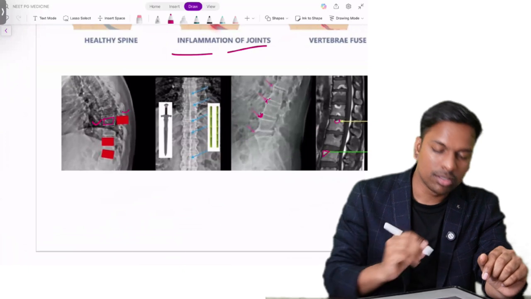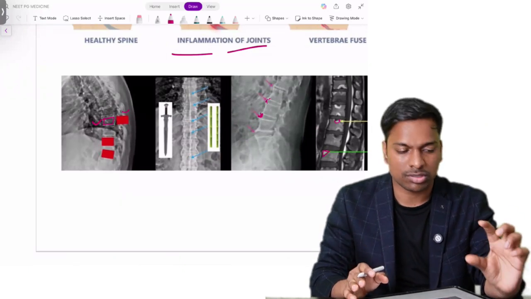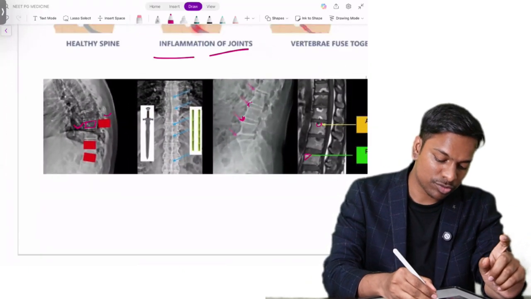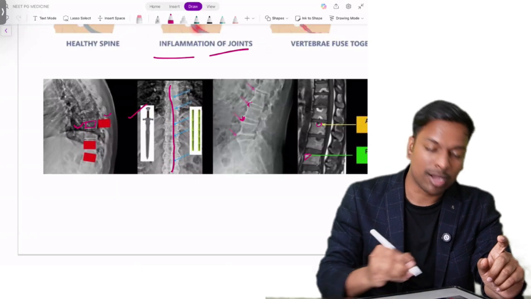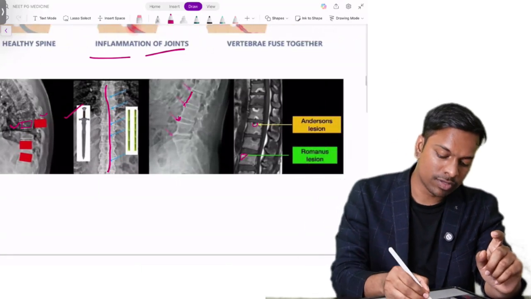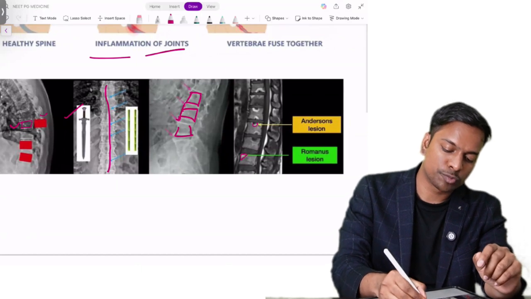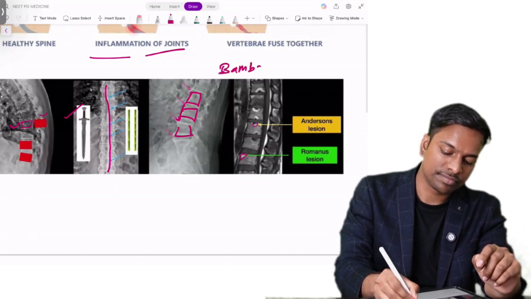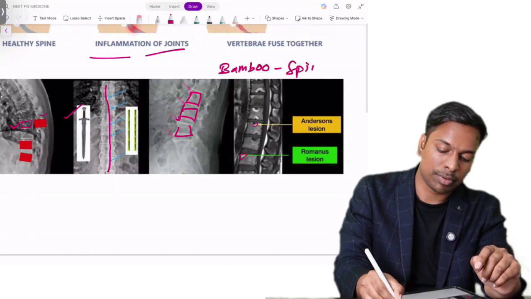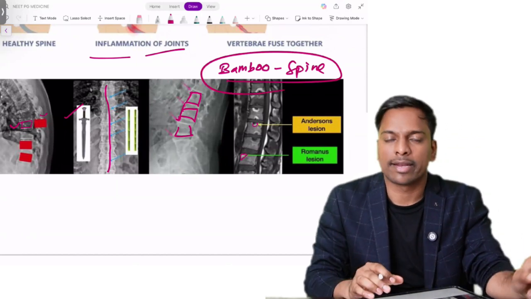Here you can see the vertebral shape has changed, the box shape. The spinous processes are fused like this, giving this dagger-like appearance. And the appearance of the vertebrae is like a bamboo, right? So it's called the bamboo spine appearance. Okay, bamboo tree, bamboo spine appearance. It's very classic for ankylosing spondylitis.